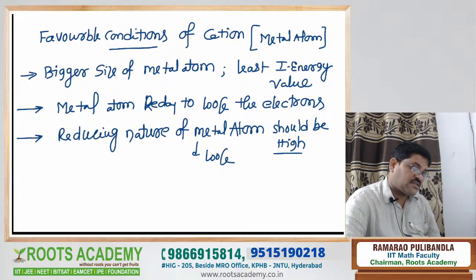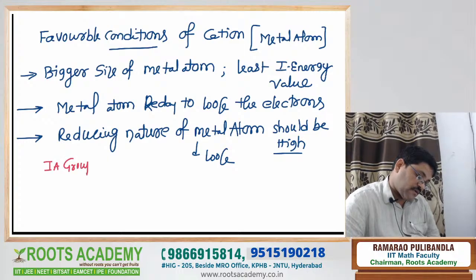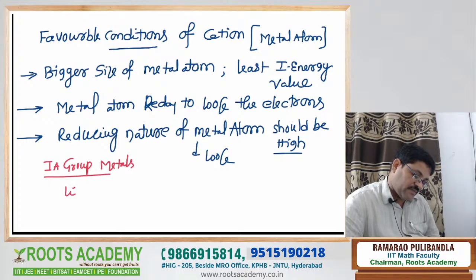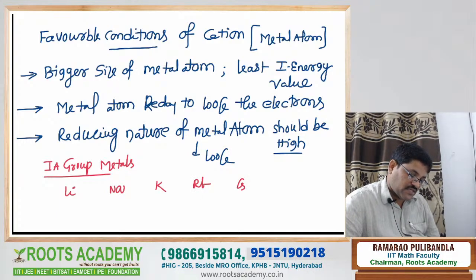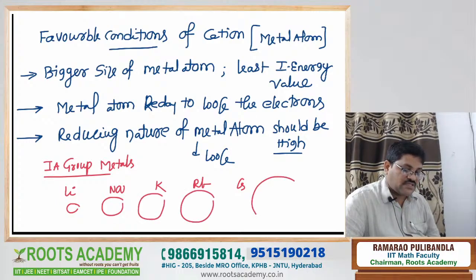Now all these conditions are satisfied by what? The 1A group metals. What are the examples of the 1A group metals? Lithium, sodium, potassium, rubidium, cesium. Now see, this is the size of lithium, sodium, potassium, rubidium, and cesium.